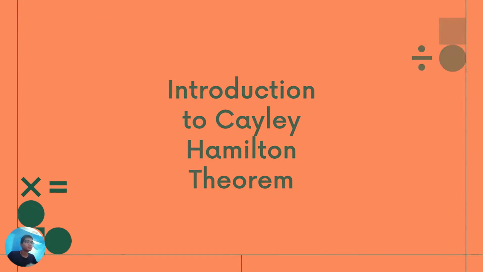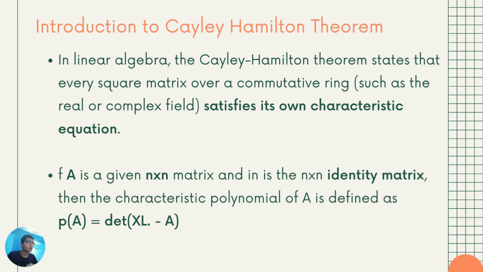Introduction to Cayley Hamilton theorem. In linear algebra, the Cayley Hamilton theorem states that every square matrix over a commutative ring, such as the real or complex field, satisfies its own characteristic equation. A is a given n by n matrix and I_n is the n by n identity matrix. Then the characteristic polynomial of A is defined as P of x is equal to det of x times I minus A. So this is the characteristic polynomial of A.